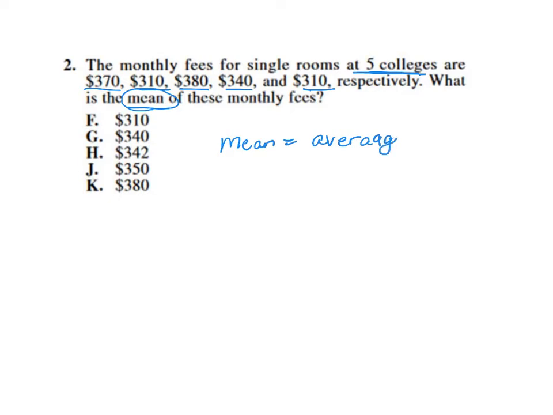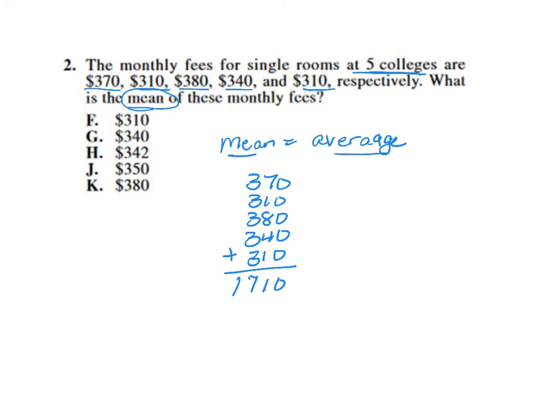When we are finding the average, we're going to add up all the numbers that we have, which are 370, 310, 380, 340, and another 310. When you add up all of those numbers, you'll end up with 1,710. But to find the mean or the average, we're going to take the sum of all the numbers and divide by the amount of numbers we have, which remember was 5 colleges.